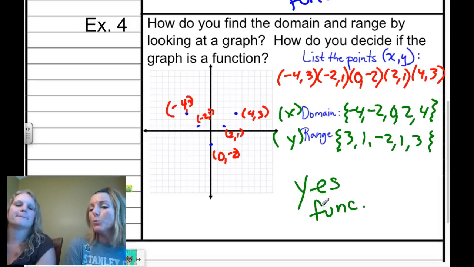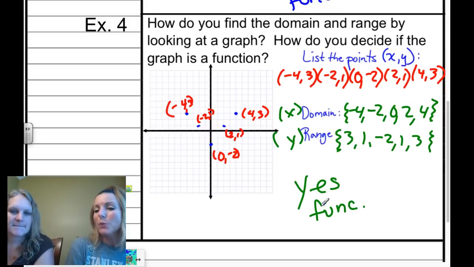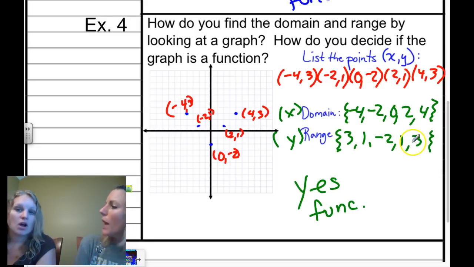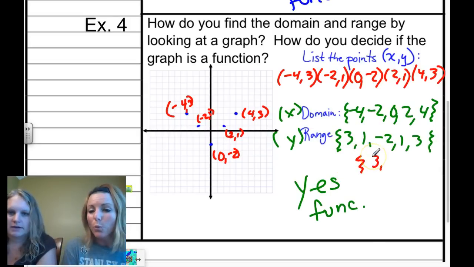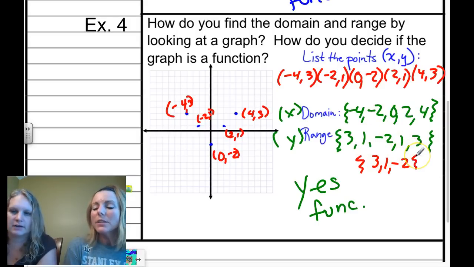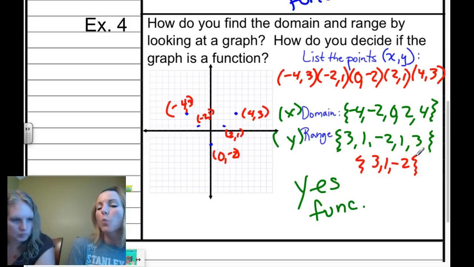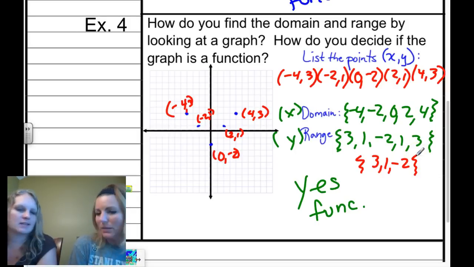Now I want to specify one thing before we go on. When you look at the range, notice we repeated the 3s and we repeated the 1s. Technically, it's okay, but you don't have to. So I want to give you one other way you could have written this: 3, 1, negative 2. You know the 1 repeats, so you don't have to write it again, and the 3 repeats, so you don't have to. Technically, what's in red there, that's the way you want to write your range. You do not want them repeated because you don't need to do that, because it doesn't matter.